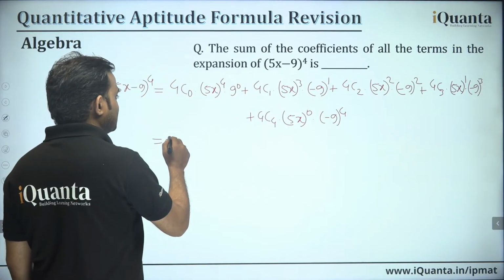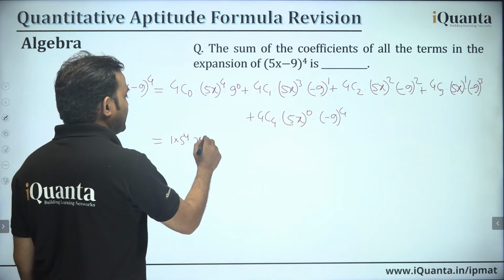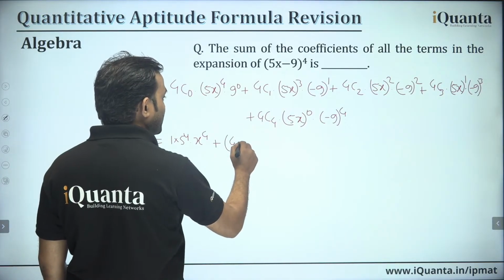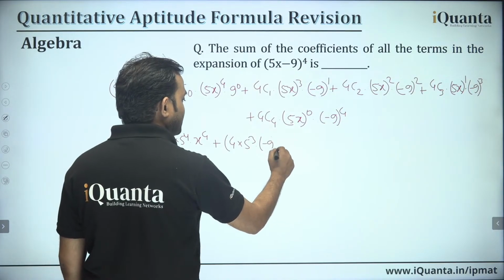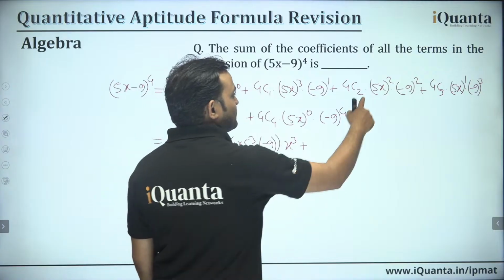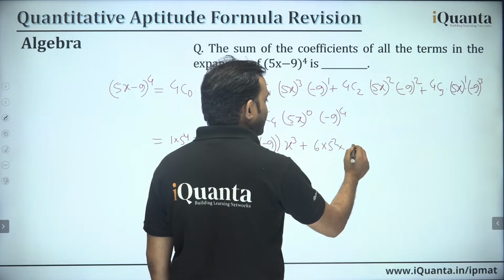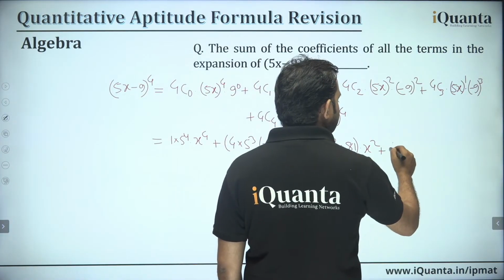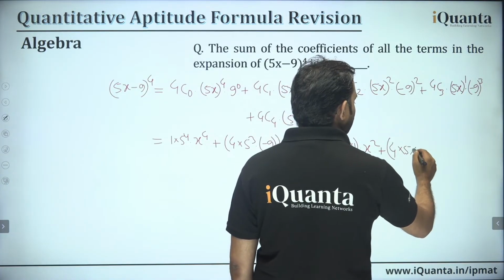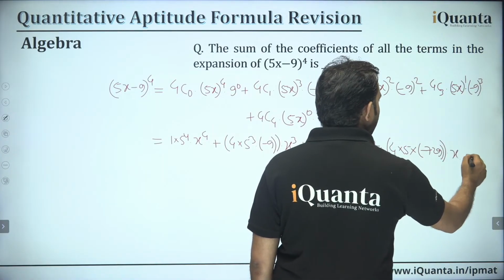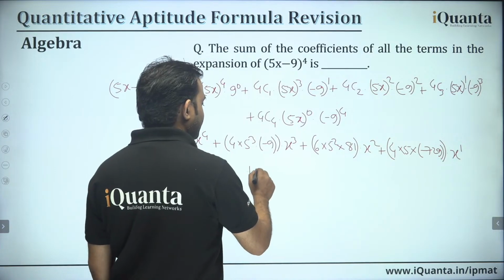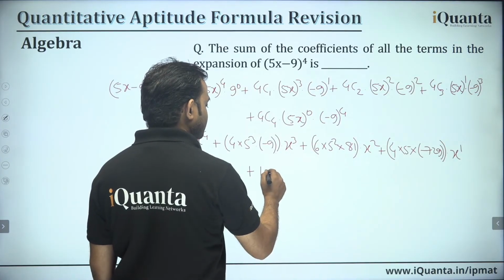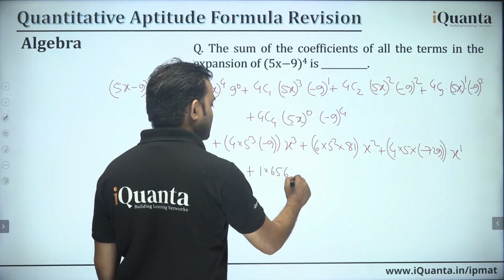So 4C0 is nothing but 1 into 5 to the power 4 into x to the power 4, plus 4C1 is 4, so 4 into 5 cube into minus 9 into x cube, plus 4C2 is 6, 6 into 5 square into 9 square is 81 into x square. Then the fourth term will be 4C3, which is 4 into 5 into minus 729 into x to the power 1. Then the last term, 4C4 is 1, 5 to the power 0 is 1, so 1 into minus 9 to the power 4. So 9 to the power 4 is 6561. This will be the last term.